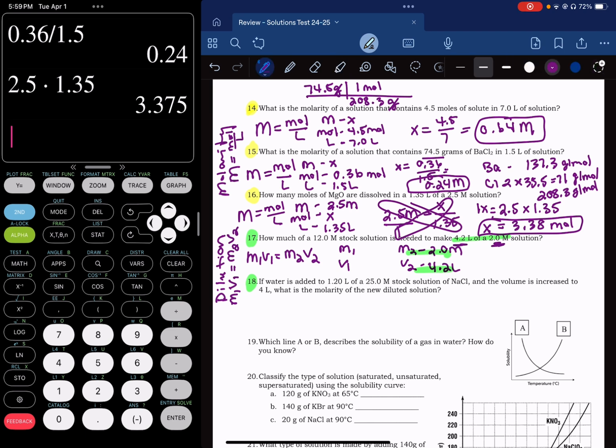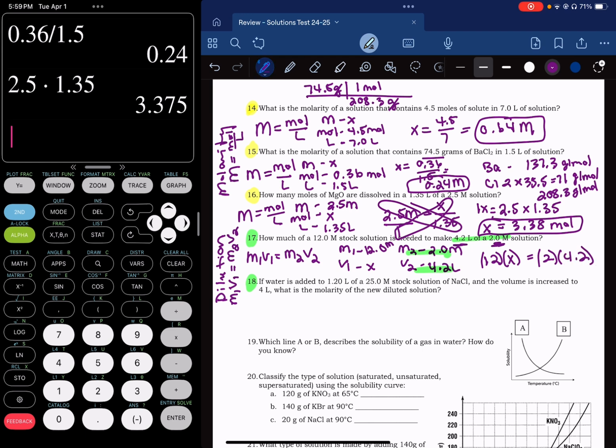Okay, so over here, we are still identifying our variables. So this one is 12 molar, and then the volume is what it's asking for. It says, how much do I need? So now let's plug it in, making sure to keep the ones that are together on the same side of the equation. So our M1 is 12, and then we have X. Okay, that looks like a 72. Let's see if I can fix that. 12. And then that equals 2 times 4.2.